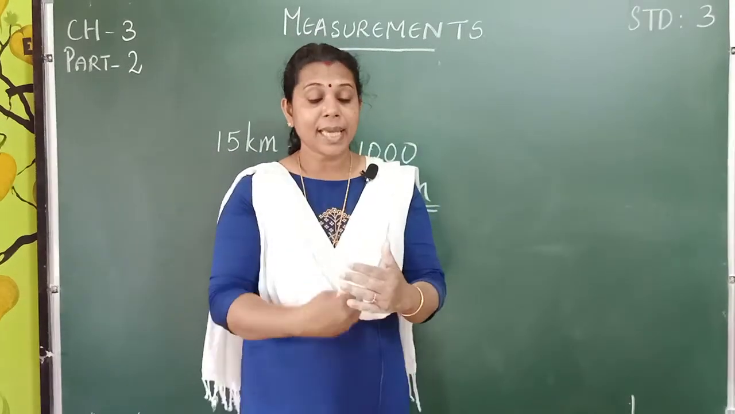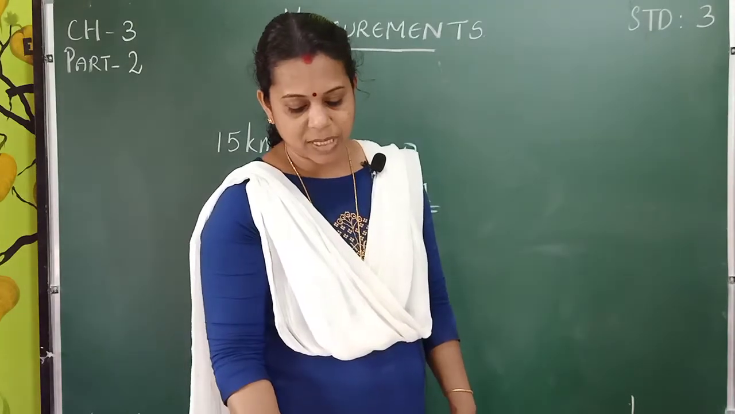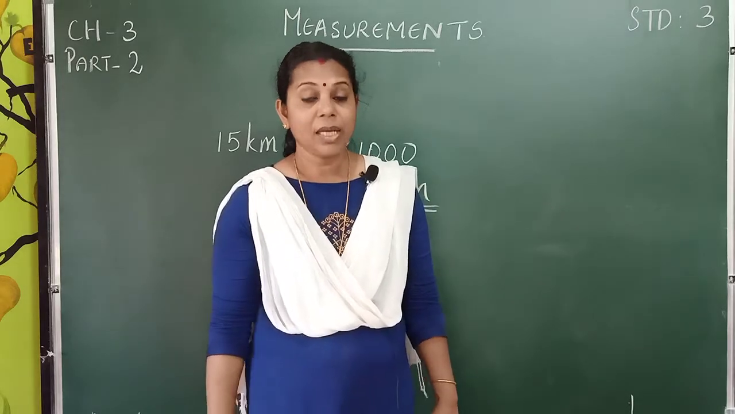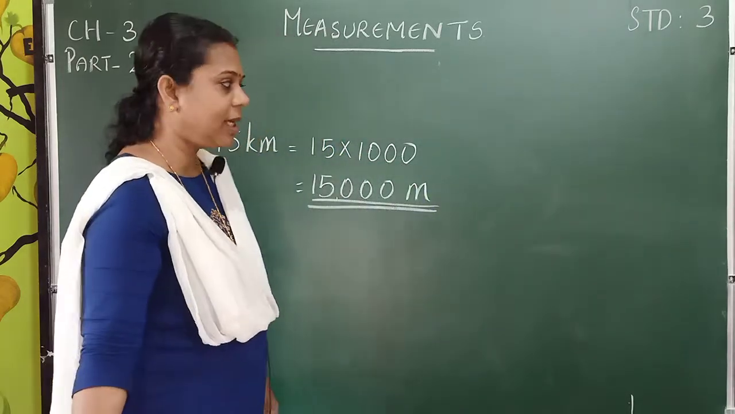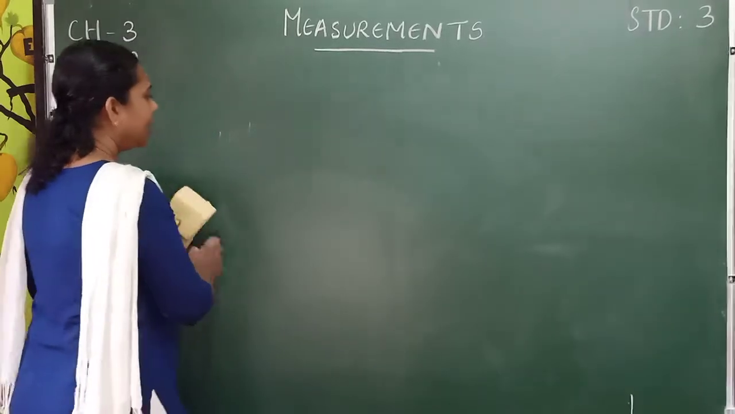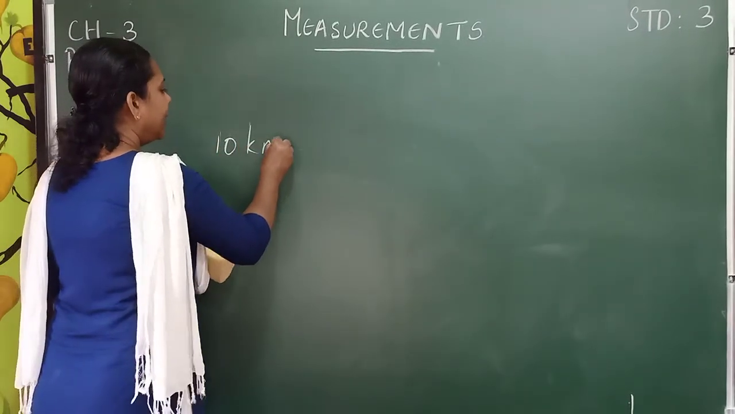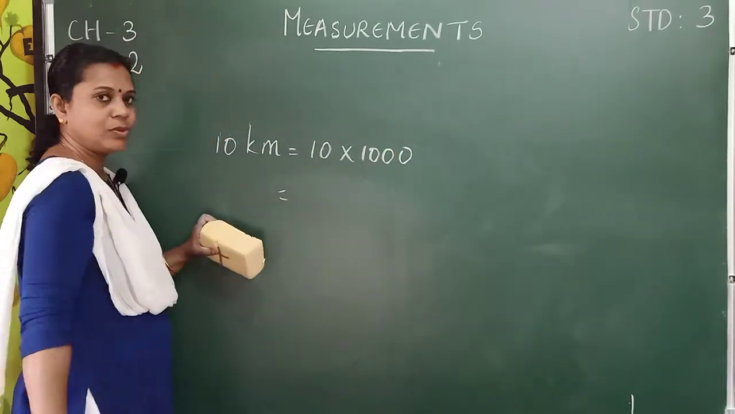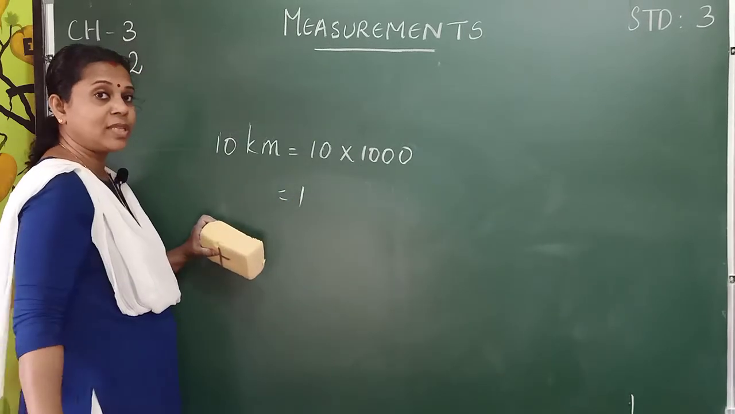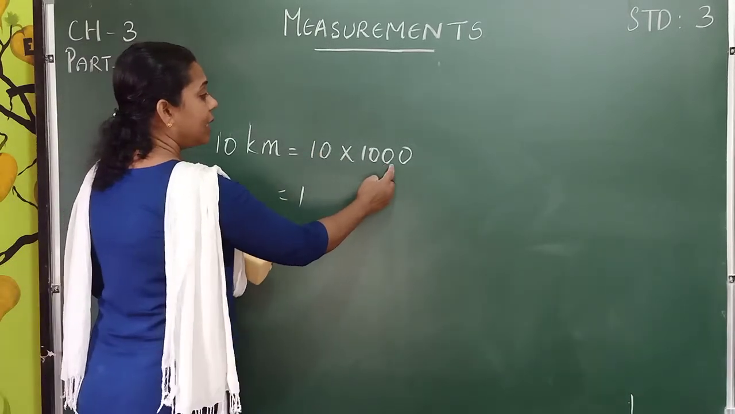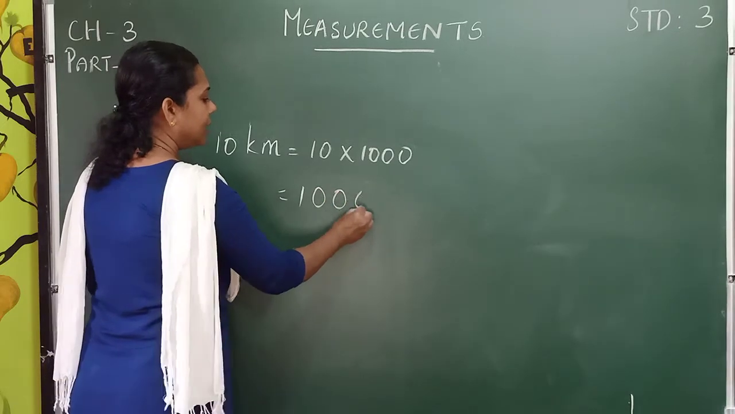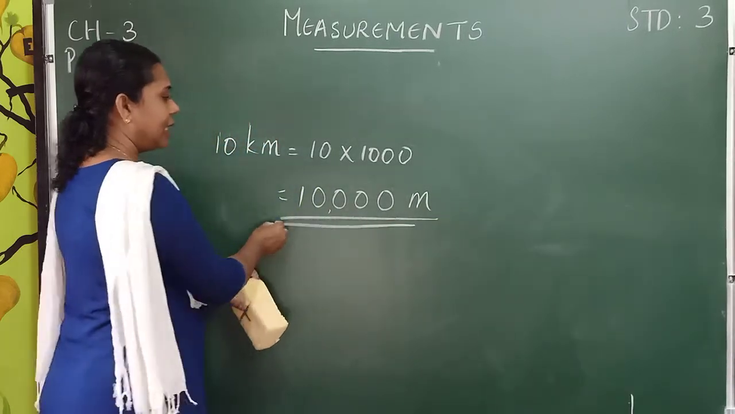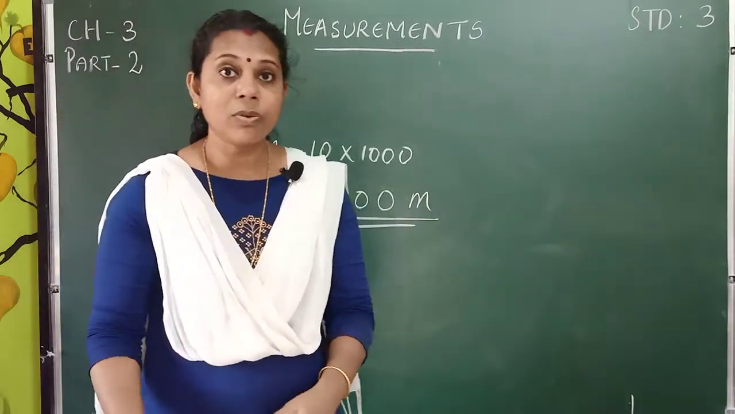Let us move to the second section. Convert the following measures given in kilometers into meters. 10 kilometer. How to write 10 kilometer? 10 kilometer is equal to 10 into 1000. That is 1 ones are 1 and how many zeros? 1, 2, 3, 4 zeros. It is 10,000 meters. 10 kilometers is equal to 10,000 meters.